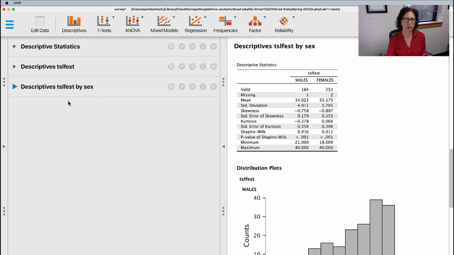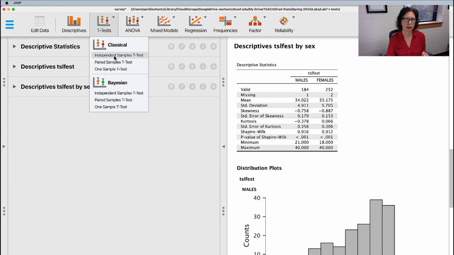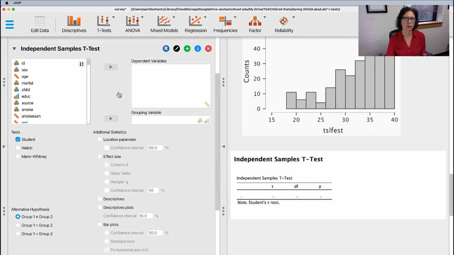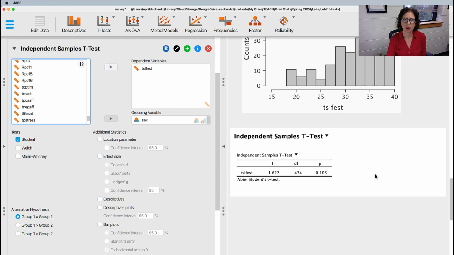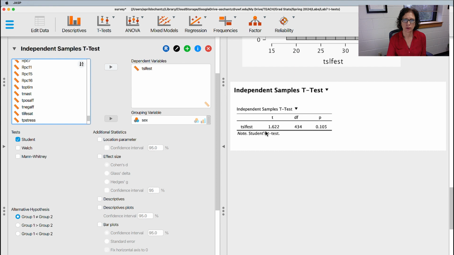So I can go ahead and close these and get an independent samples t-test out of the classical area. In here, my dependent variable is total self-esteem, and my grouping variable is sex. So I can go ahead and start filling in that information. And it will start populating the results. So far I have a t-test of 1.62 degrees of freedom and a p-value indicating there's not a significant difference here.